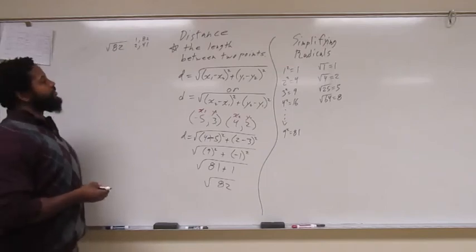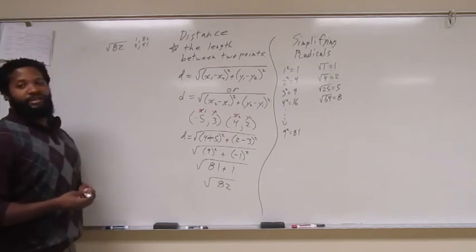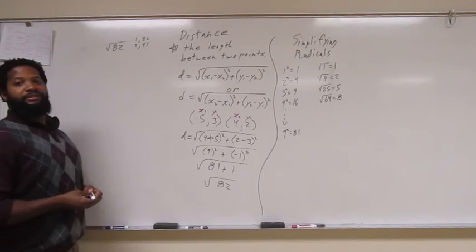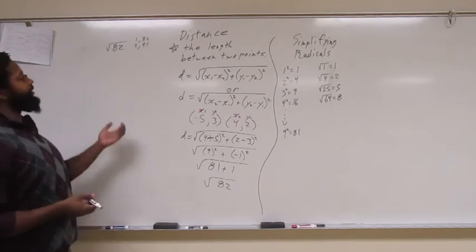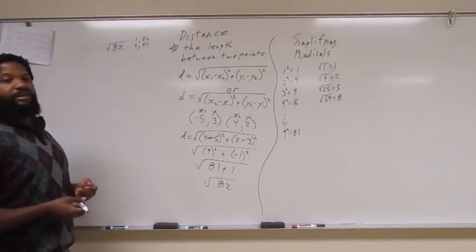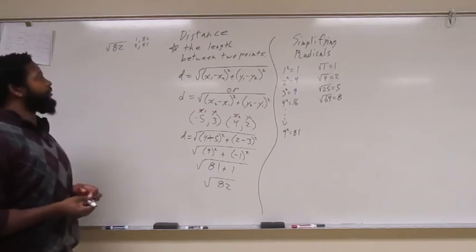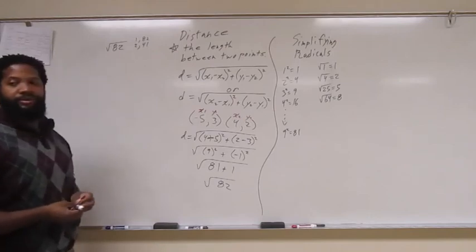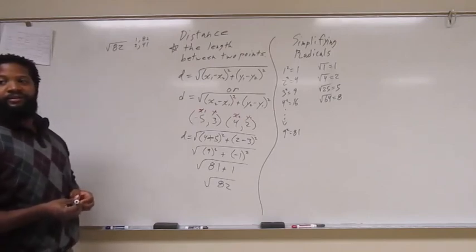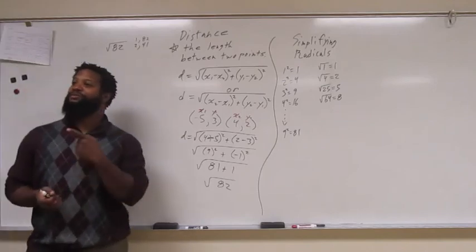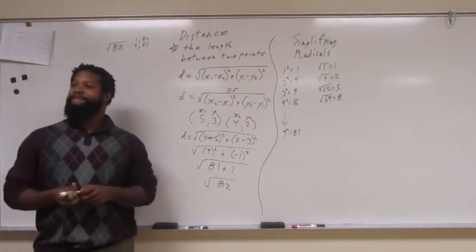So, long story short, do we have any perfect squares that go into 82? No. If it was 81, it would. But we can't simplify it, so we're just going to keep it as the square root of 82. So that's the answer? Yes. Basically, you have to find what goes into it.